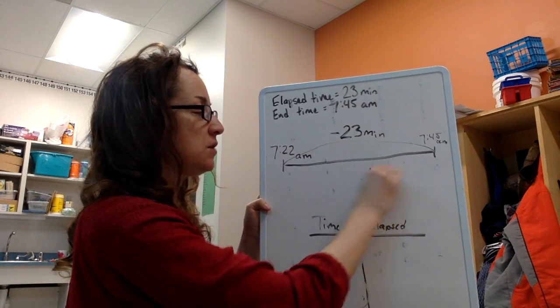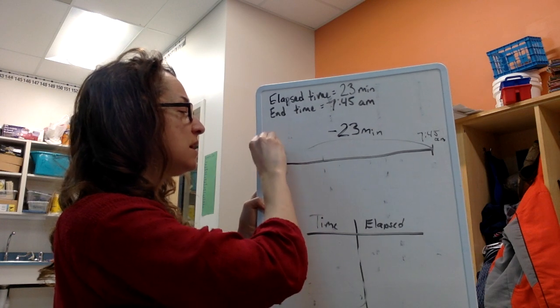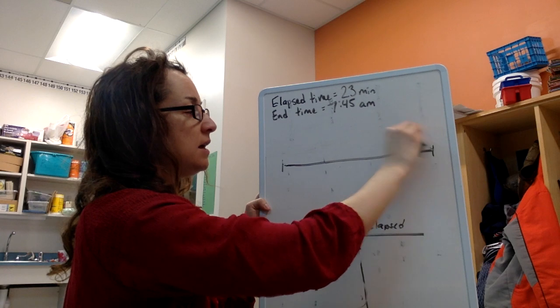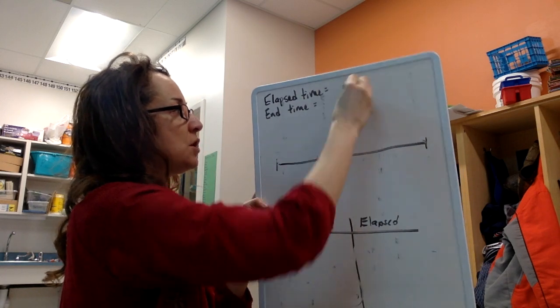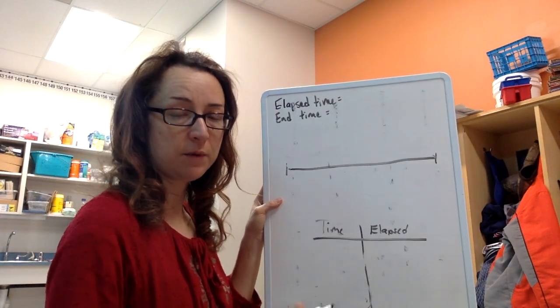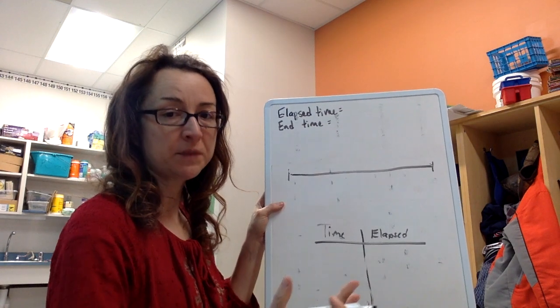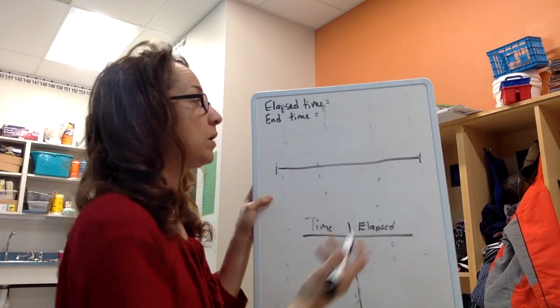So what I want to do is show you another type of problem. It's not a word story necessarily, but we are going to be given an end time and an elapsed time. So I'm going to use both my number line and my T-chart to help me with this. This time around, I'm going to have a longer elapsed time. It's going to include an hour in there. So I want you to see how that's going to work.